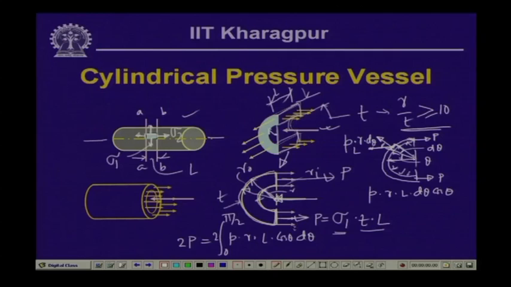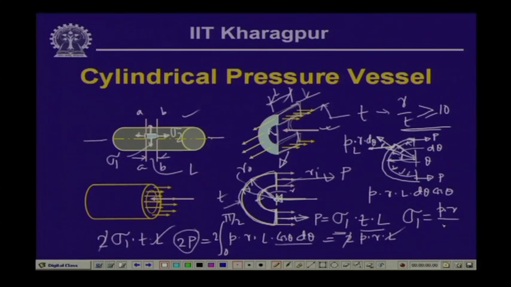Now, the integral of cos theta d theta is sin theta, which is equal to 1. So this is twice P R L, and P is equal to sigma 1 T L. So in place of P we can substitute 2 sigma 1 times T times L. So this is equal to twice P R L. Now, if we equate these two, the 2 gets cancelled, L gets cancelled. So we have sigma 1 is equal to P times R by T.